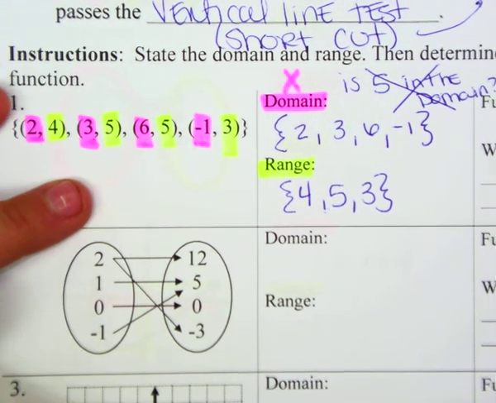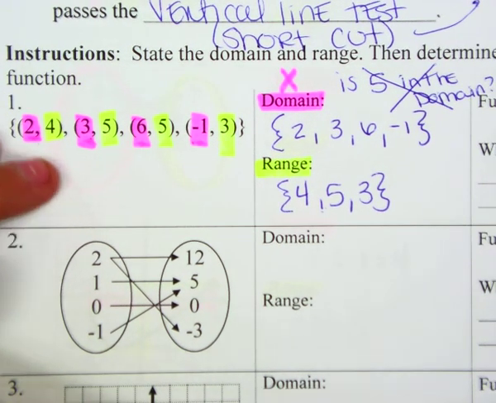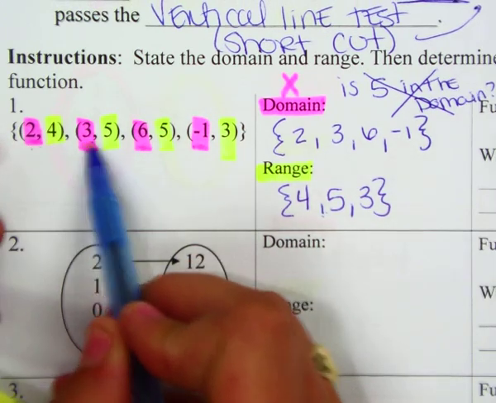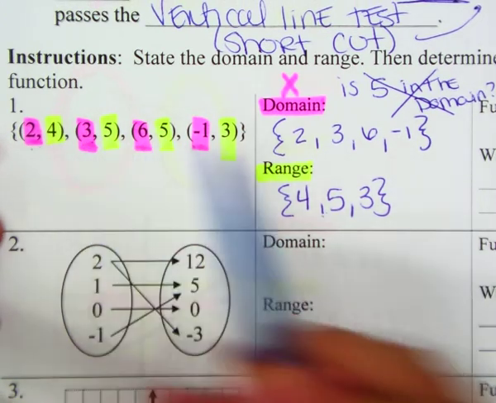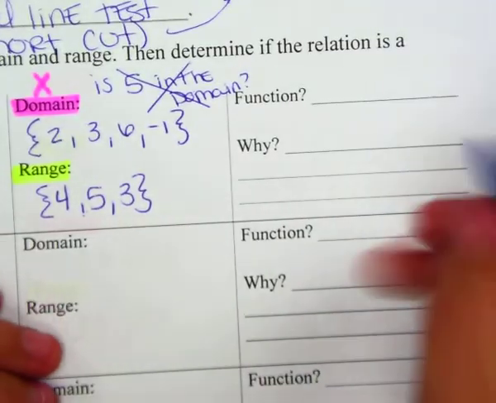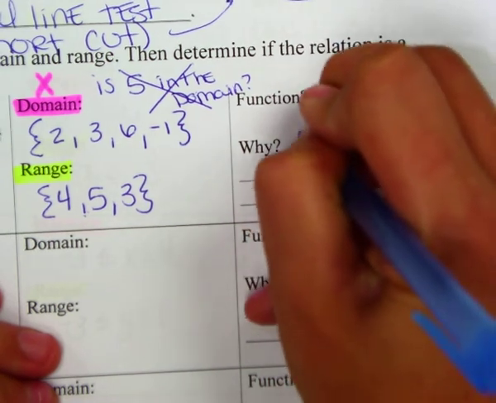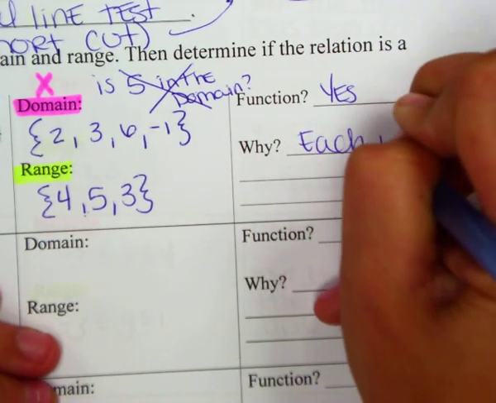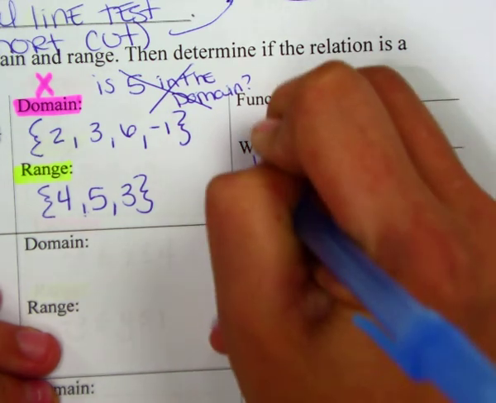Okay? Very quickly, is this a function? Yes, it's a function because each input has only one output.